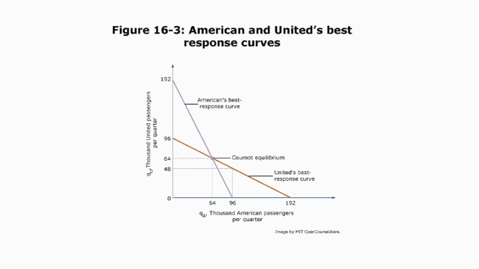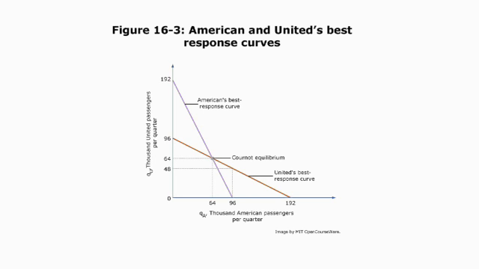Likewise, American's best response curve is this steeper line. But it's the same thing. If United flies 0, American should fly 96. That's 0 on the y-axis, 96 on the x-axis. So if United flies 0, American should fly 96.